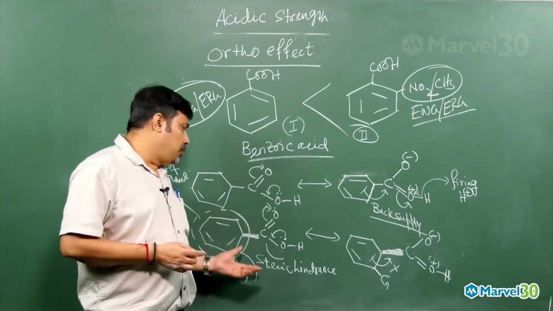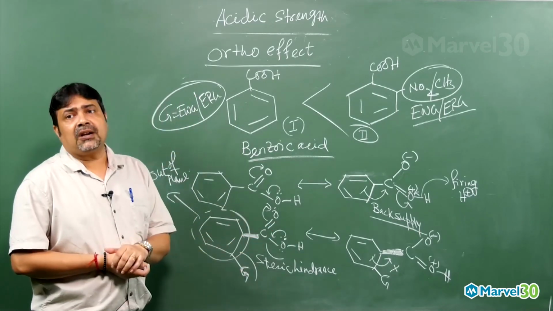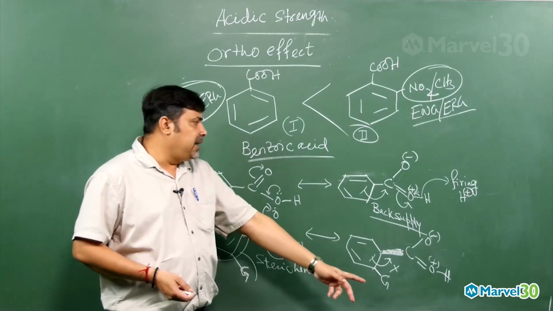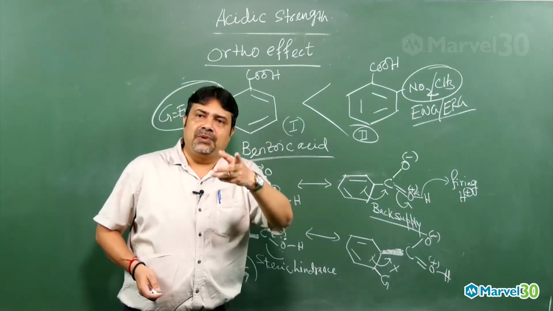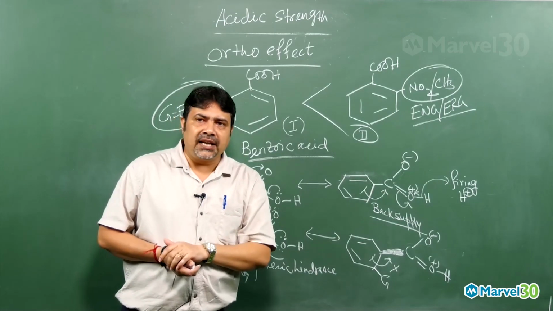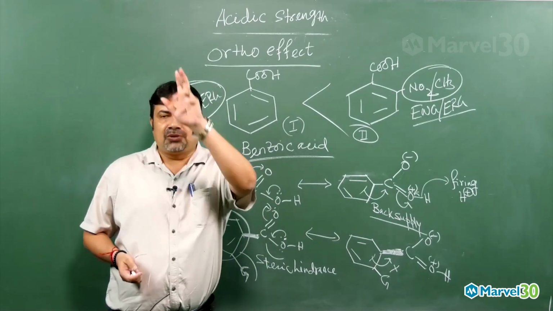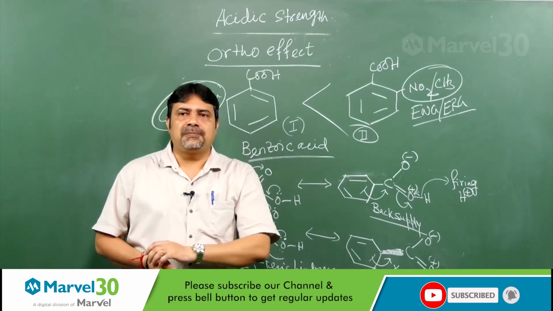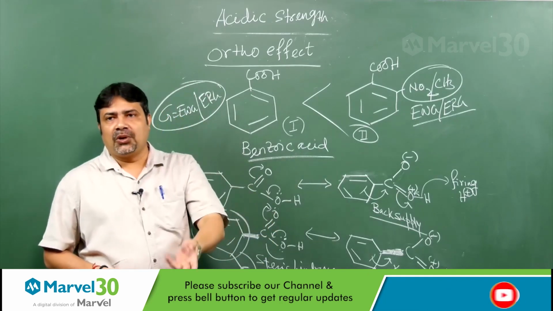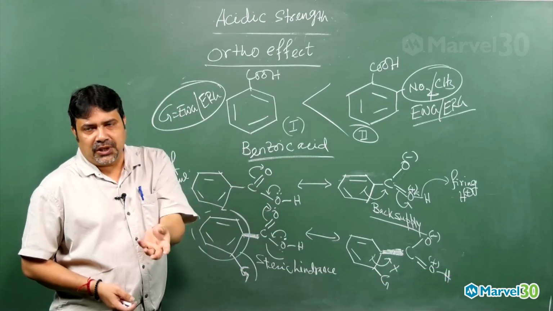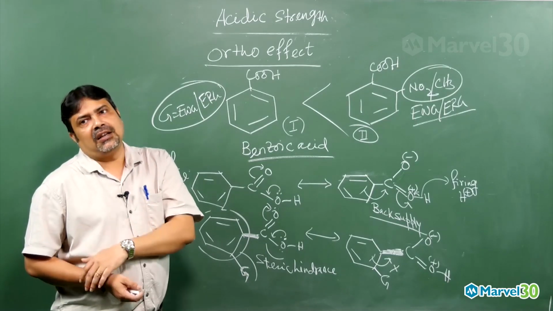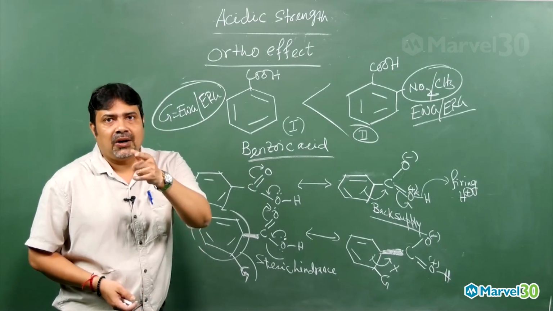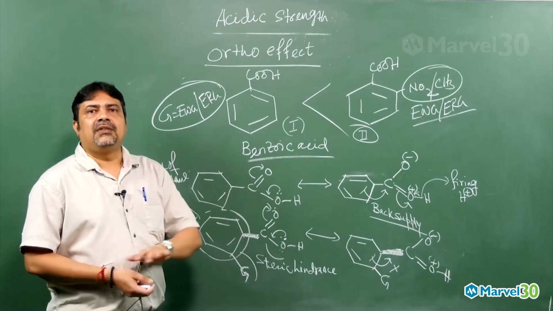Whenever any group is there ortho to the COOH, because of the steric hindrance, the benzene ring will be out of the plane. When the benzene ring is out of the plane, the back supply of electron is not possible. Then the only option is to get the neutrality of oxygen by firing of H plus. When it fires the H plus, the acidity will be more. The substance which can give the H plus in a faster way will have more acidity. That is why whenever there is an ortho substituent in a benzoic acid, the ortho substituted benzoic acid will be a stronger acid compared to benzoic acid because of the ortho effect. What is the ortho effect? I explained in a very simple manner.